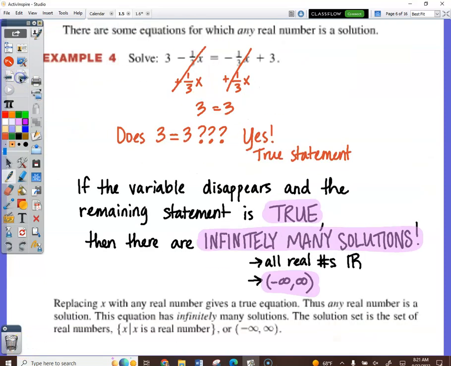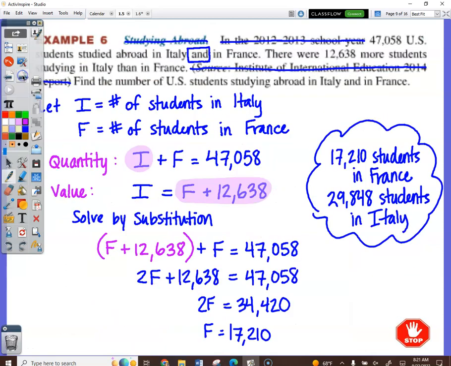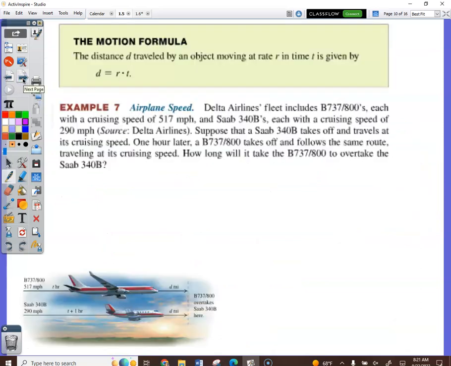Got to word problems. And, okay, we stopped there. All right, so let's go to the next word problem.